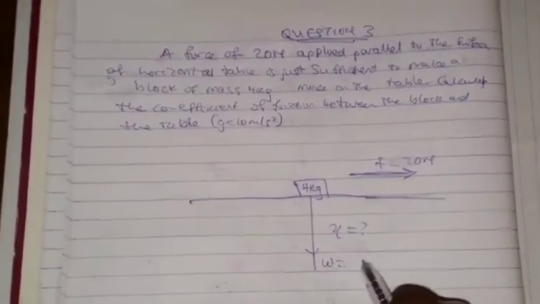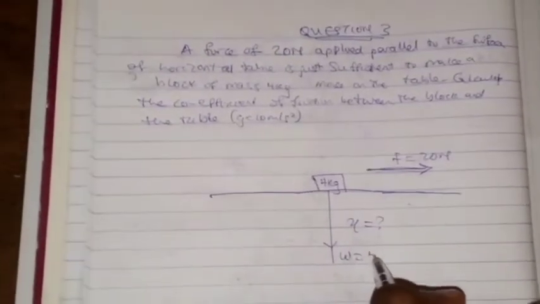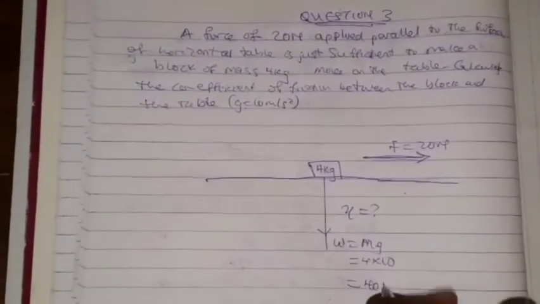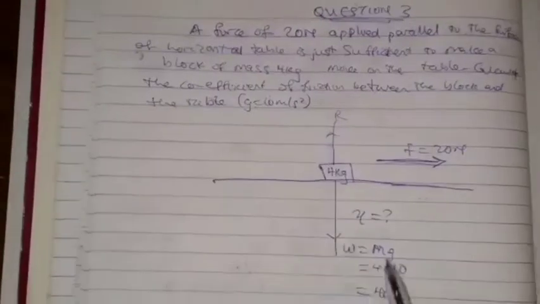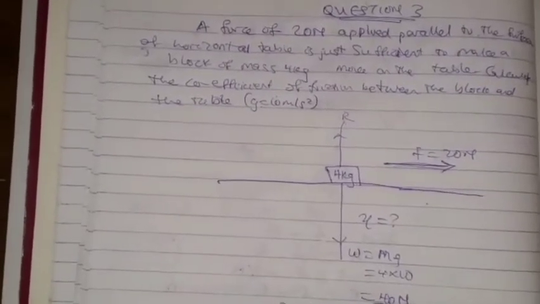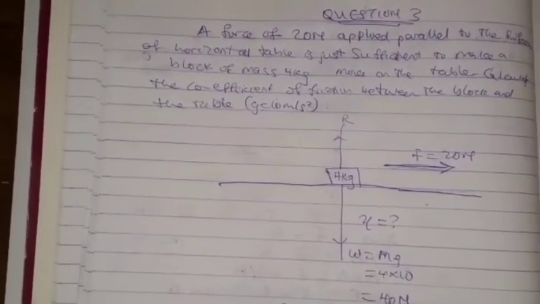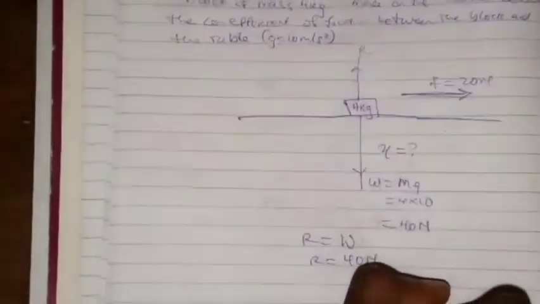Your weight is what? mg. So that's 4. Weight is mg. Weight is equal to 4 times 10. This is your g, 10. So what's your weight? 4 times 10, that's 40 Newton. And I told you that your reaction is acting upward. For a question like this, your R is always equal to your weight. So R is 40 Newton. Do you get it now?